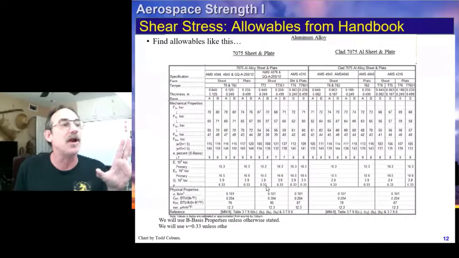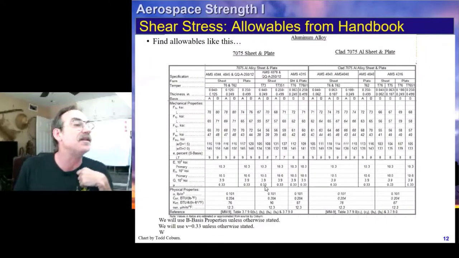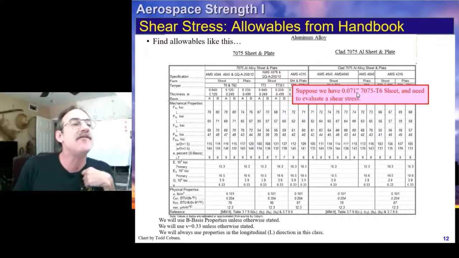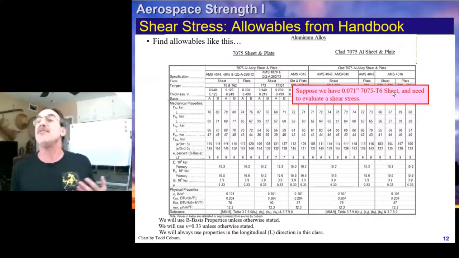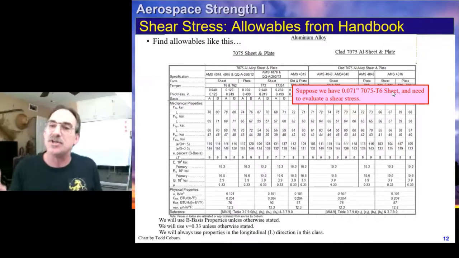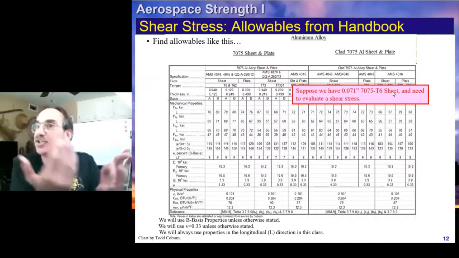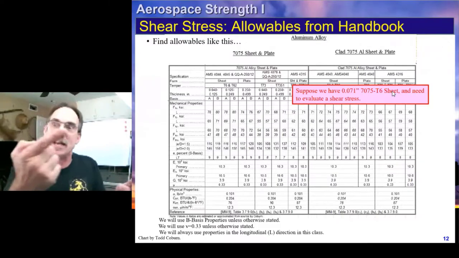What you're going to do is pull up your handbook. You're going to say, okay, what material do I have? Let's say we have this material: 0.071 thick, 7075 T6 sheet, okay? And we need to evaluate shear stress. I'm not saying use the shear allowable. What I'm telling you is you have a shear applied to a part. You're going to go, oh, what's the corresponding stress? I get a shear stress. What allowable am I going to need? I'm going to need a shear allowable.